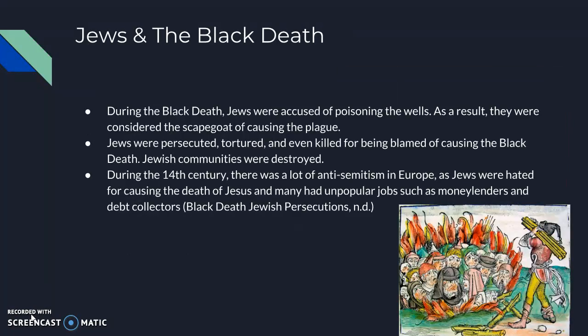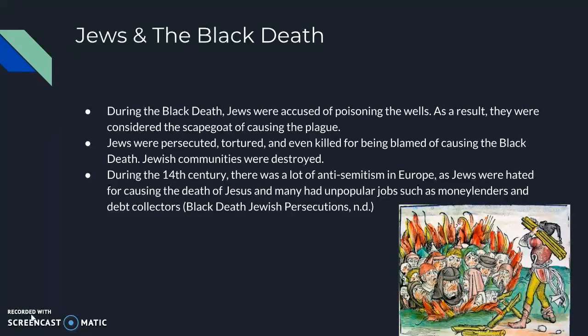Jews in the Black Death. Okay, now during the Black Death, Jews were accused of poisoning the wells. As a result, they were considered the scapegoat of causing the plague. Remember, the scapegoat is someone blamed for something they did not do. Jews were persecuted, tortured, and even killed for being blamed for causing the Black Death.